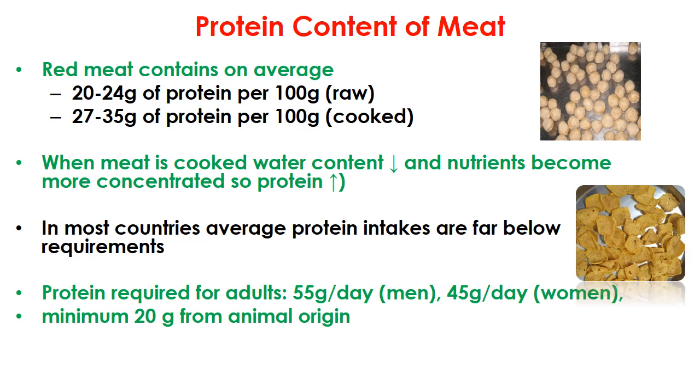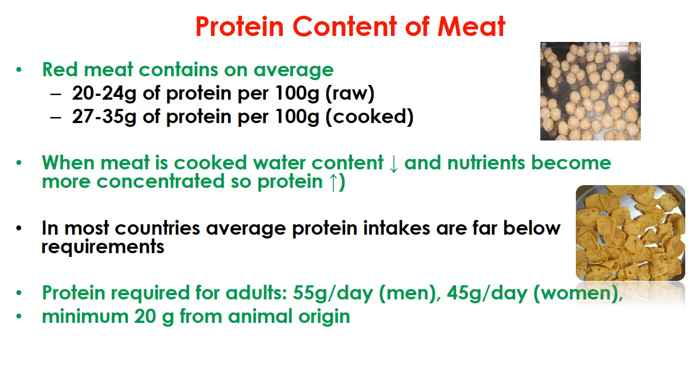And when we cook it, this protein content increases; that goes up to 27 to 35 gram of protein per 100 gram. So why this increase? Because during cooking, some water will be lost and the cooking yield goes down to less than 100%. So naturally, as some of the water goes down, the yield will be less and it will increase the concentration of protein.